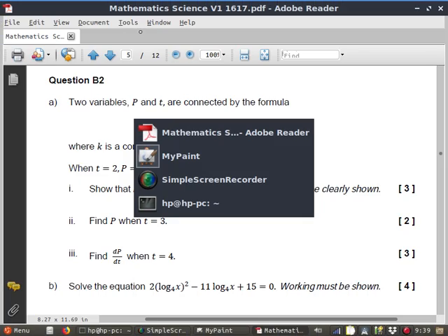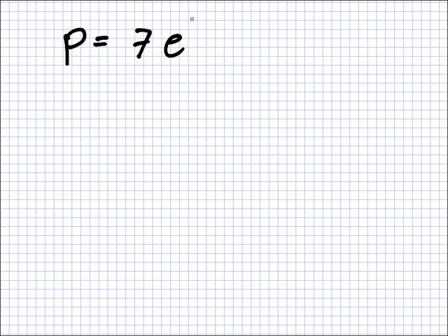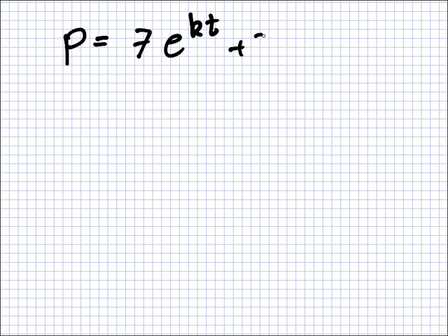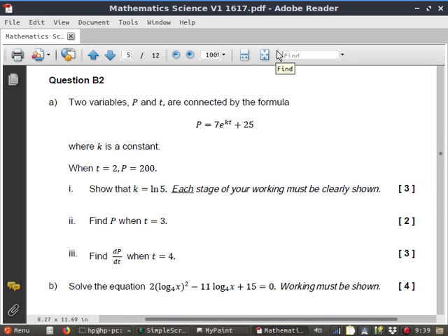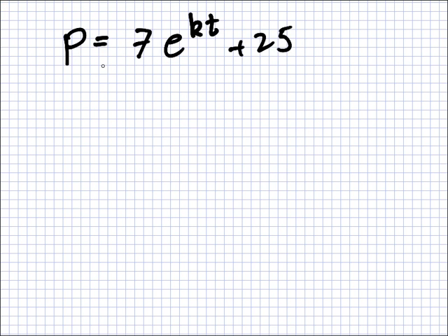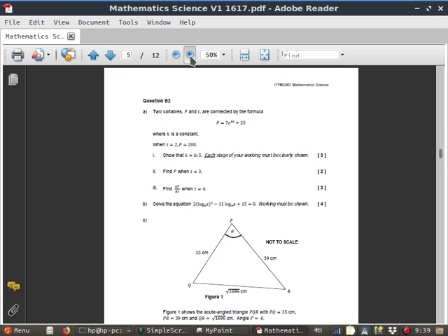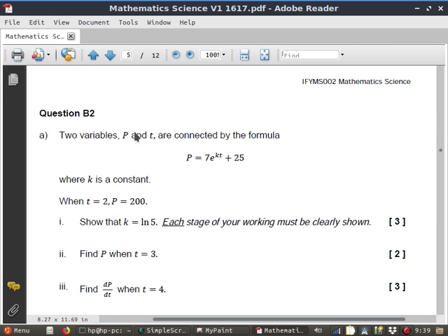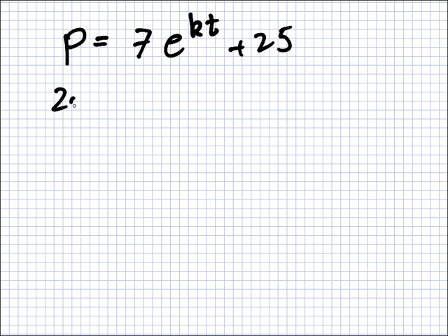We've got P equals 7e^(kt) plus 25, and we want to find k. We know that P is 200 when t is 2. So that's 200 equals 7e^(2k) plus 25.